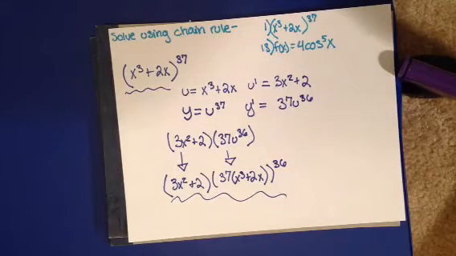Now, Mrs. Chima doesn't make us simplify very much, but sometimes the book does, so the answers might not line up, but they could really be the same thing. I'm going to check mine real quick. It might not line up with the book. It says the answer is 37 times x cubed plus 2x to the 36th times 3x squared plus 2. So we are right. Yay, go us.